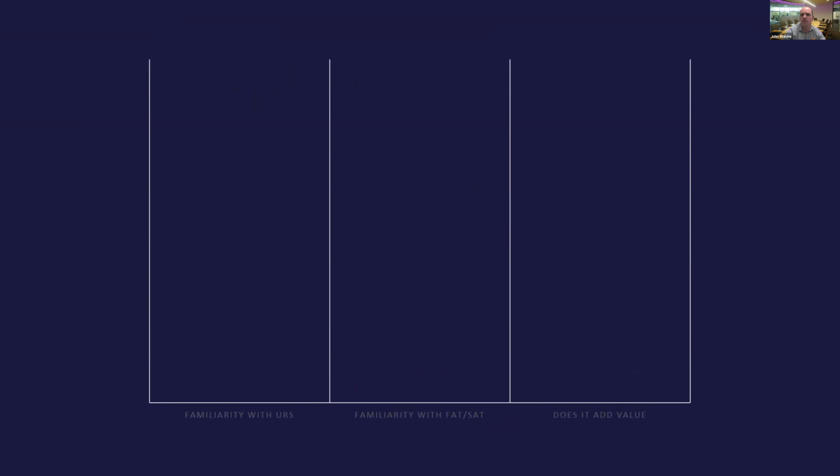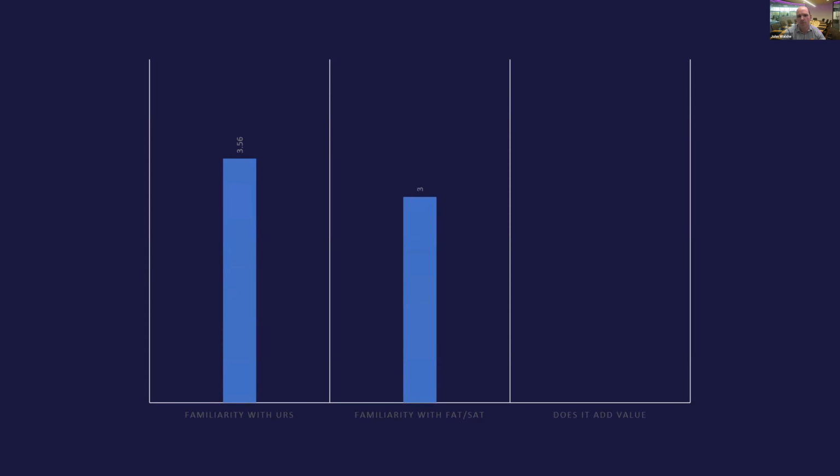Various questions were asked and answered on a scale of 1 to 5. One of the questions was familiarity with the URS, which scored just a little above average at 3.5 out of 5. Familiarity with FAT and SAT was slightly less, at 3. People realize and recognize that this process brings value to their project. However, it was interesting to see that people were slightly more familiar with setting the URS than they were with the FAT and SAT, which test the requirements set in that document.